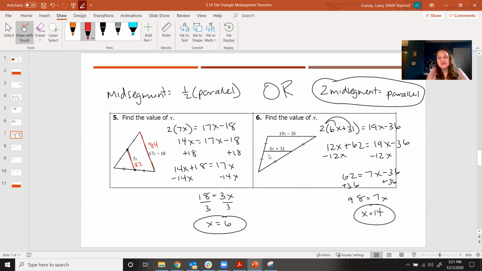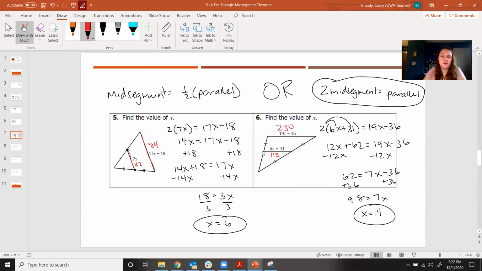Here, I'm going to do 6 times 14 plus 31. So this mid-segment's length is 115. 19 times 14 minus 36 is 230. Well, half of 230 is 115, so we must have done that one correctly also. So that's a good way to check.